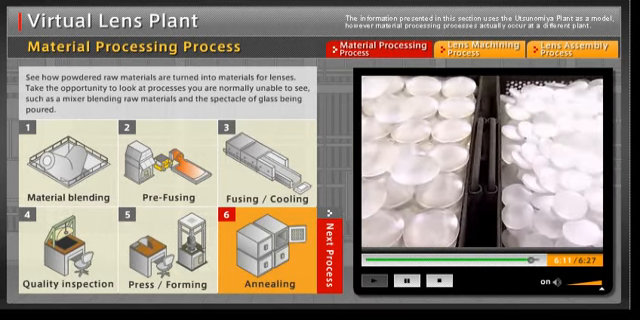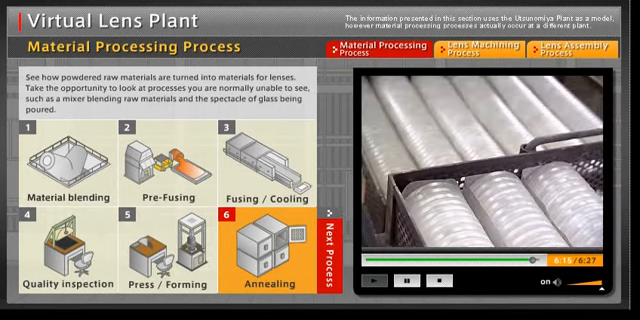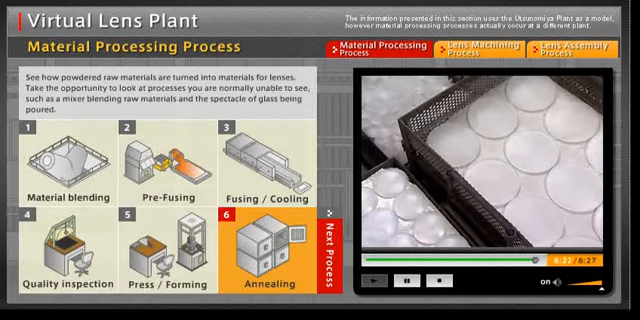Due to resultant press marks on its surface, it is still not possible to focus images through the pressed lens after annealing. To remove these marks and to make the surface smooth, the lens is polished during the following lens machining process.